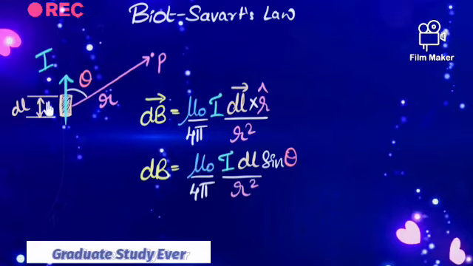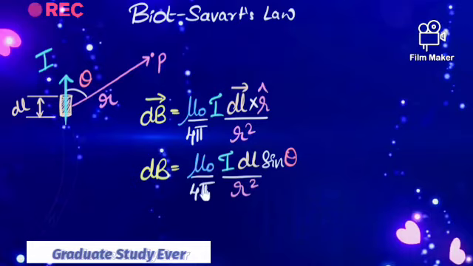Why is that? If you took a longer current element, you would have more moving charges in it, and so the magnetic field will be due to more moving charges. So you would expect the magnetic field to increase. If you have double the dl, you have double the number of moving charges, and so you'll have double the magnetic field. So this also makes perfect sense.